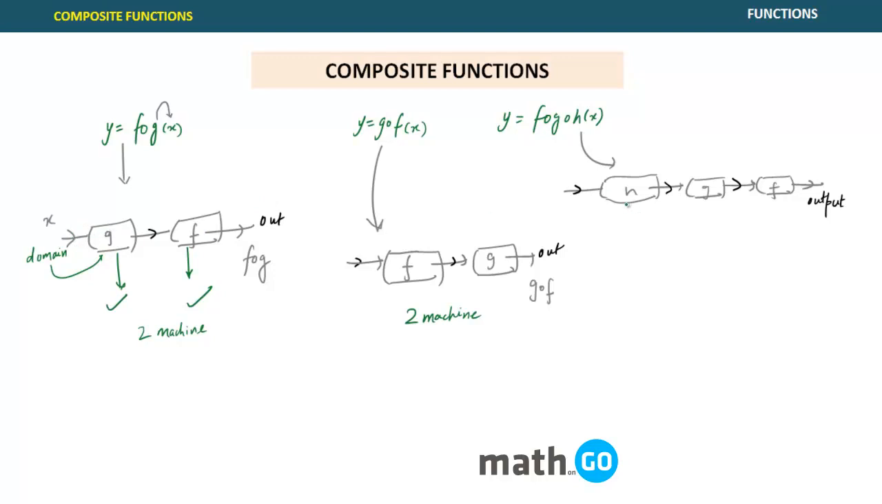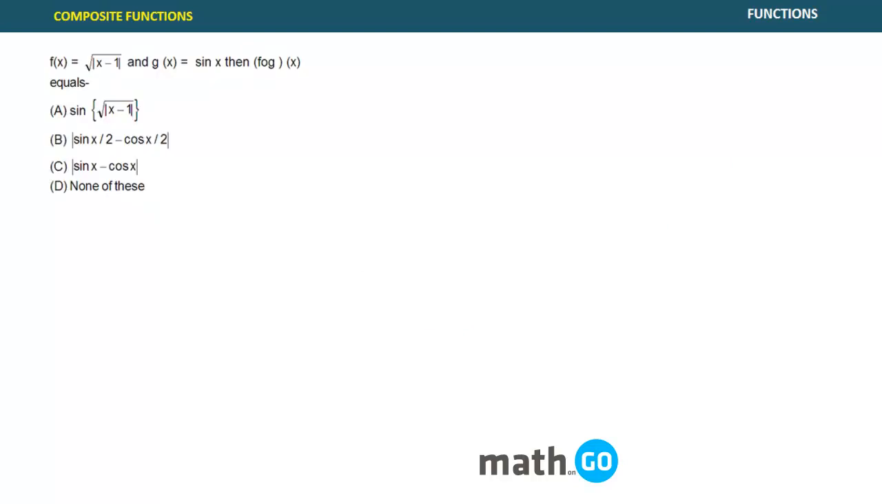Here, it is a three-machine system, right? So for a three-machine system, all the three machines should work. This should also work, this should also work, this should also work. So you need those values of x for which h will also work, g will also work, and f will also work, right? We will try to work on these in the questions so that you become very clear what I'm talking about. Let's start with the questions first of all. So let's start with a very basic question. It says that two functions are given, right? The first function that is given to you is f(x), which is under root, my mistake. So the first function is this and the second function is this, and you are asked to find the value of f of g, right?